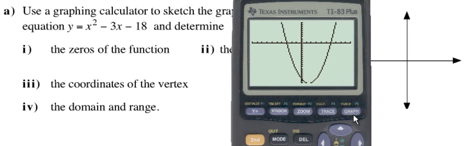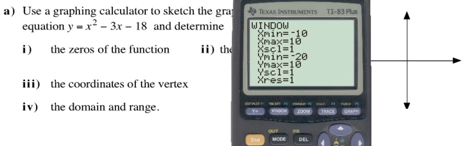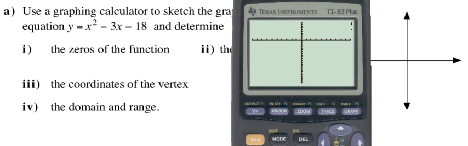Coordinates of the vertex, I knew I'd get in trouble with this. This window doesn't quite show the vertex. It's clipped off at the bottom, so even -20 is not low enough. Let's make that -25 and see what we get. Okay, that ought to do.